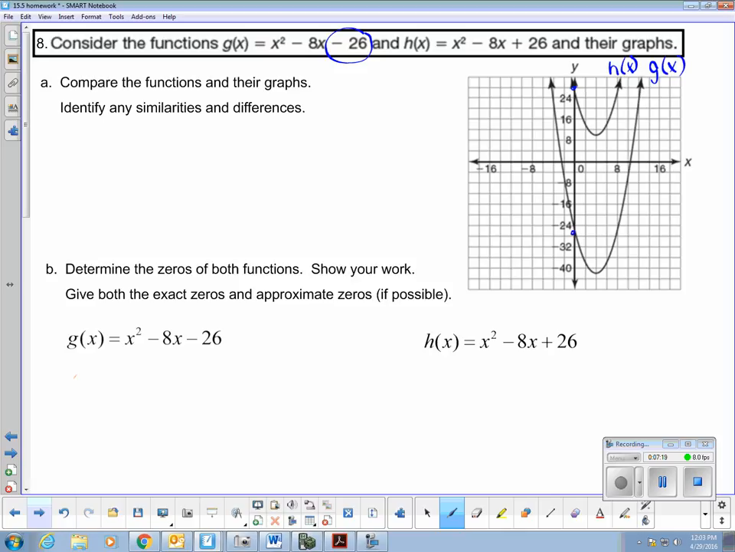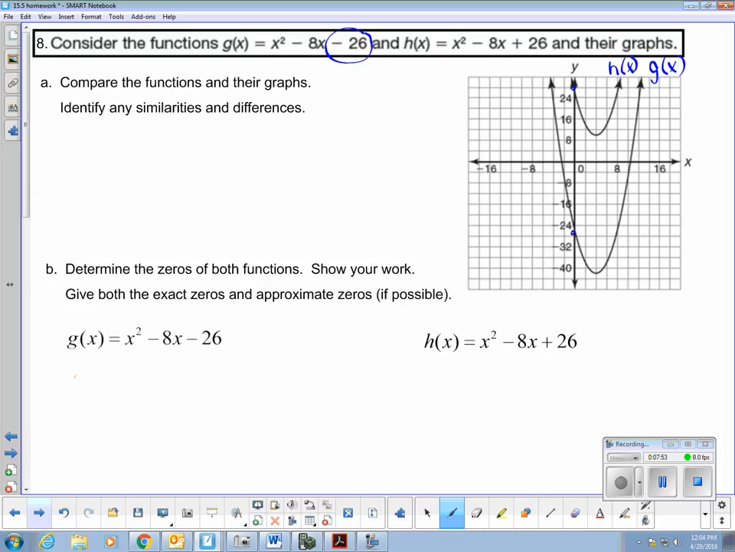So we're asked to look for similarities and differences. One similarity is they both open up. They both have a vertical stretch factor of 1. Some of their differences: h of x has no real roots, while g of x has 2 real roots. They have different y-intercepts, and those are some of the similarities and differences.